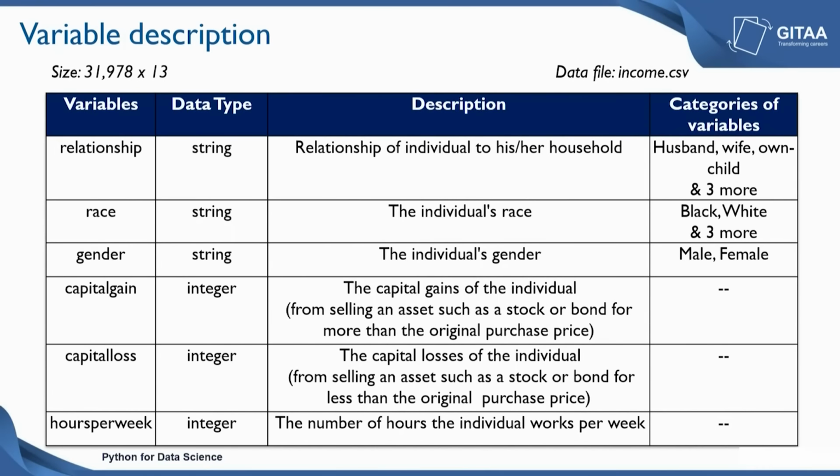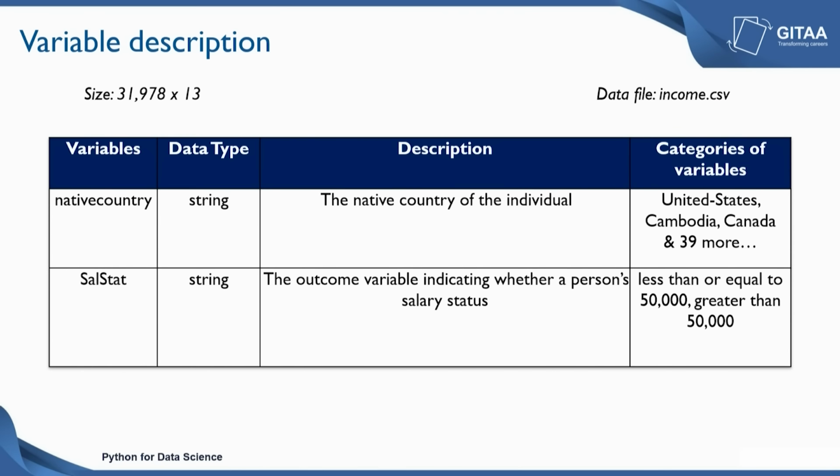Next one is the hours per week, the number of hours that the individual works per week in a company. And we have the native country of the individual, with categories like United States, Cambodia, Canada and so on. The last one is the salary status, which is the outcome variable, indicating whether a person's salary is less than or equal to 50,000. So, it has basically two categories, less than or equal to 50,000 and greater than 50,000. This is the overall idea about the problem and the description of the variables.